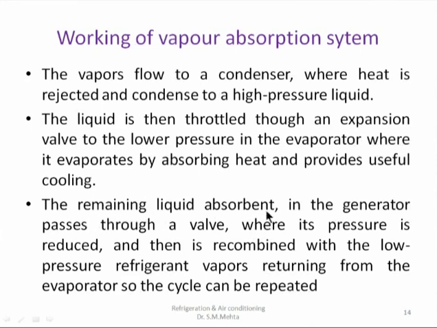Remaining liquid absorbent in the generator, that means once the refrigerant is separated from the absorbent, remaining liquid absorbent is passed through the valve where its pressure is reduced, and then it is recombined with the low pressure refrigerant coming out from the evaporator, and both get mixed in the absorber.